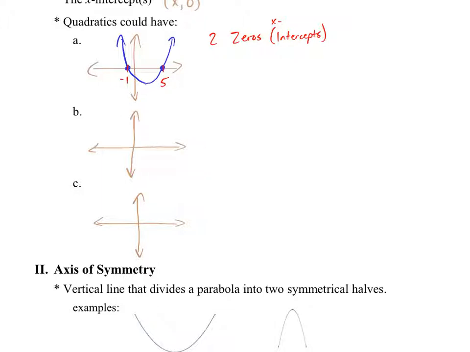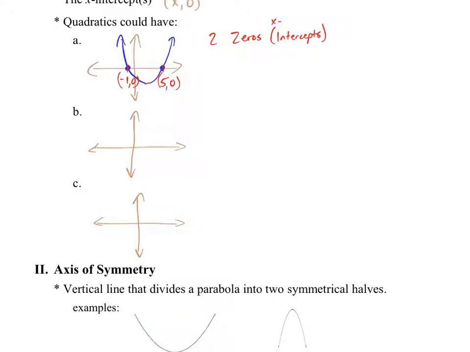You could put down numbers that look a little better for yours. I'll change them both into points. But here you could have something like that. So -1 and 5 would be the 2 zeros. For this next one, I could have 2 zeros, so it could have 2 x-intercepts, or I could have 1.